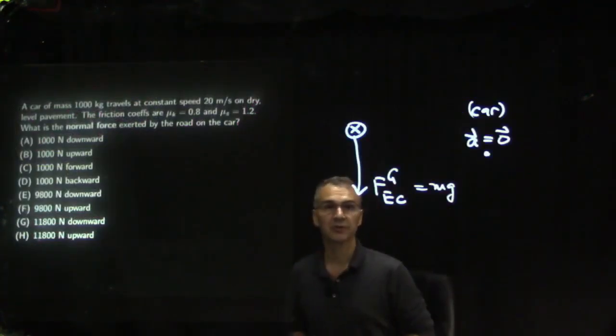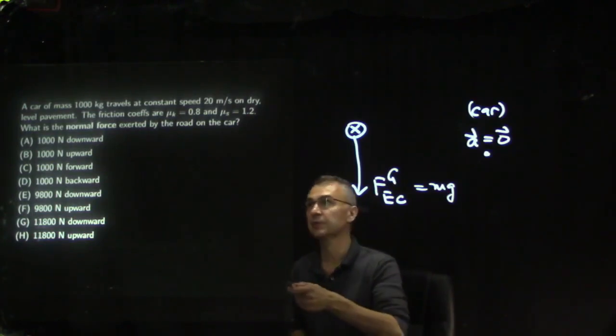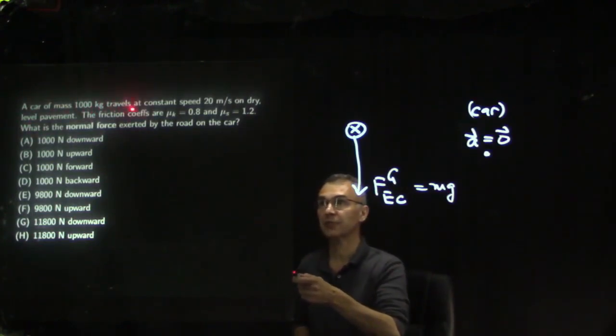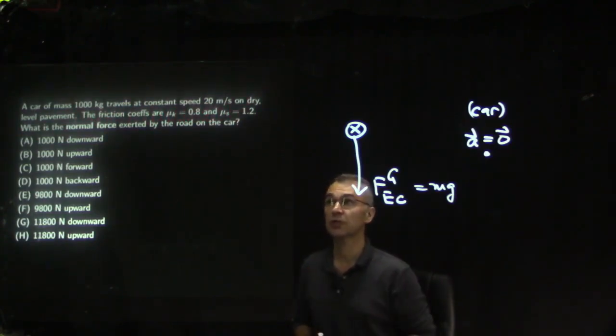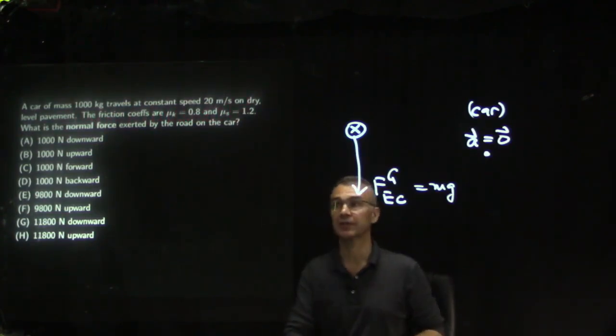Let's work through a similar example to the calculation we just went through. A car of mass 1,000 kilograms travels at a constant speed 20 meters per second on dry level pavement. The friction coefficients are mu kinetic is 0.8 and mu static is 1.2. What is the normal force exerted by the road on the car?